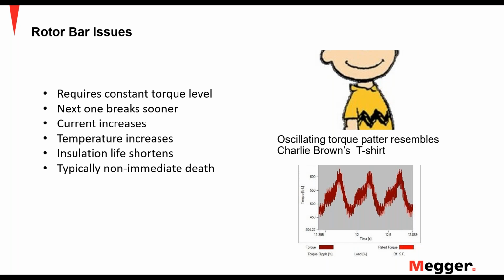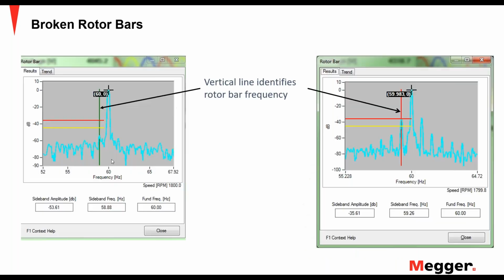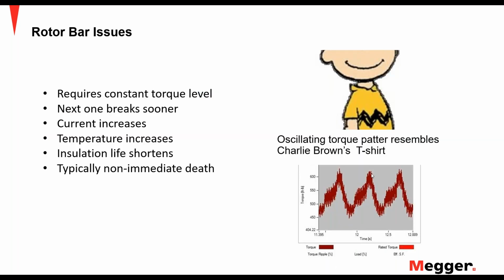So we'll get the current signature that we saw here. We also can look at our torque ripple, which looks similar to this one we see in the lower right. Looks a lot like Charlie Brown's t-shirt. So we have confirmation there in the torque ripple as well as in the current spectrum as to whether or not you've got rotor bar issues.